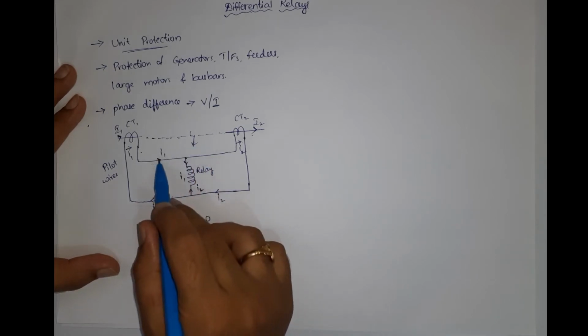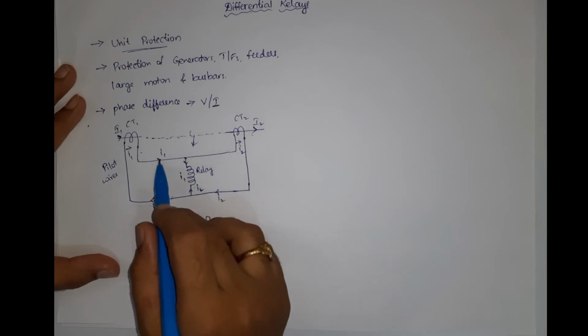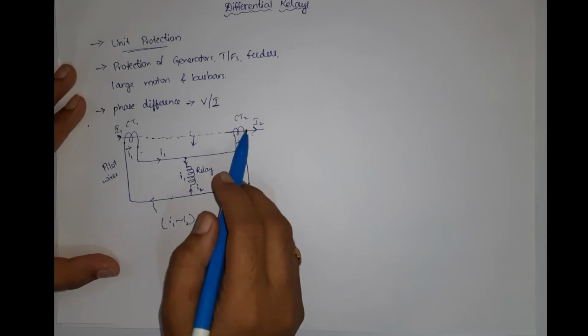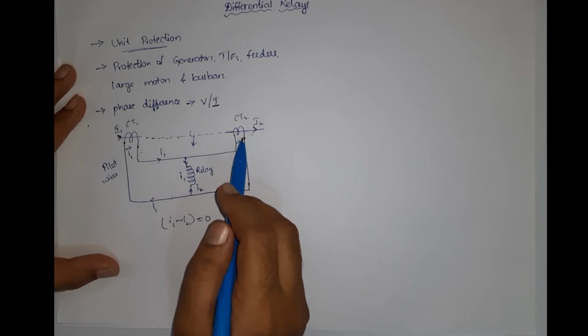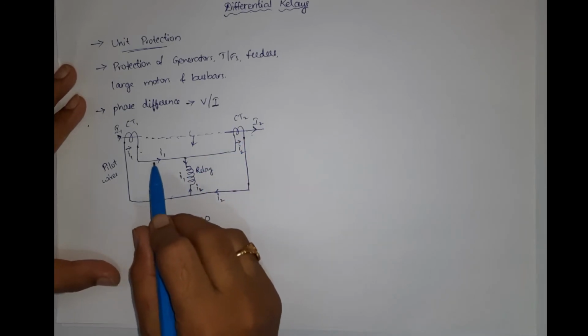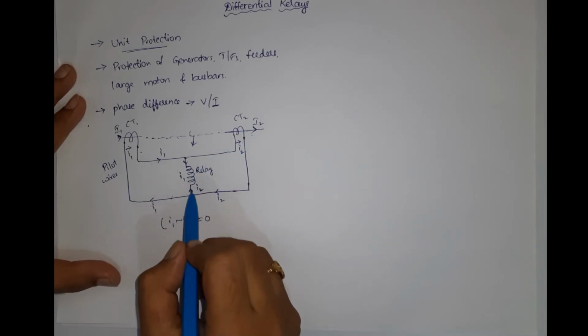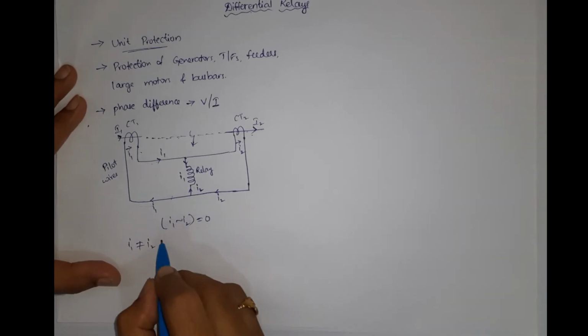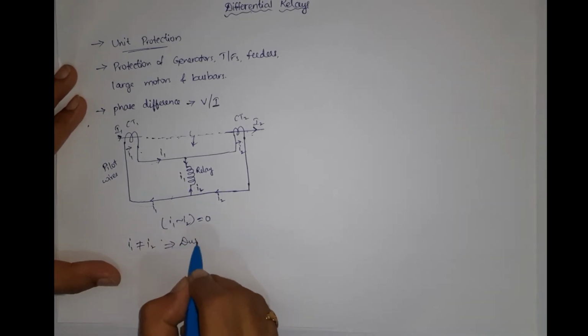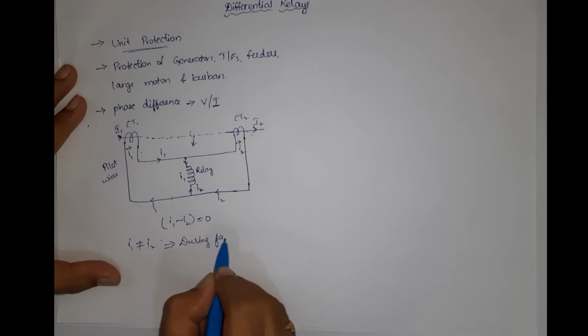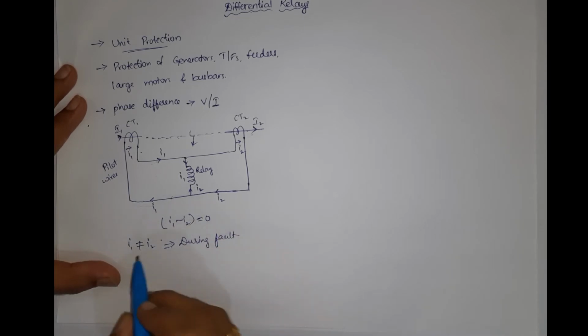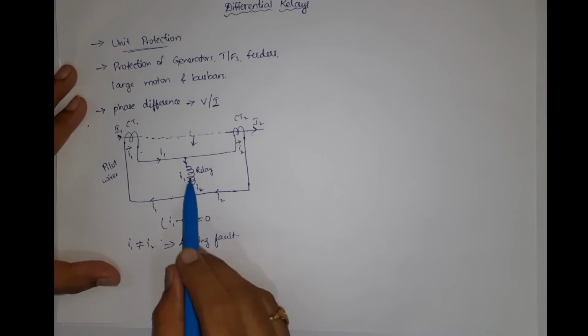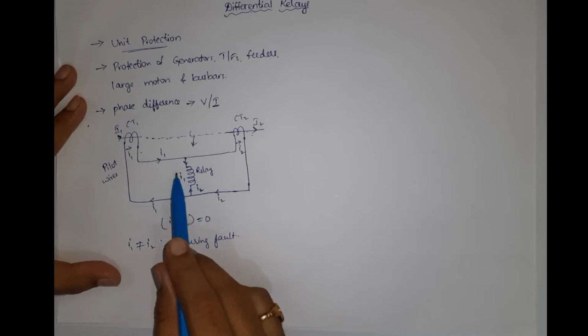So I1 may be greater than I2 or I2 may be greater than I1, depending upon whether it is a single phase system or a double phase system, right? So that means there is a net difference of current flowing through the relay. That means I1 will not be equal to I2 during a fault. So if I1 is not equal to I2, this relay starts to operate.